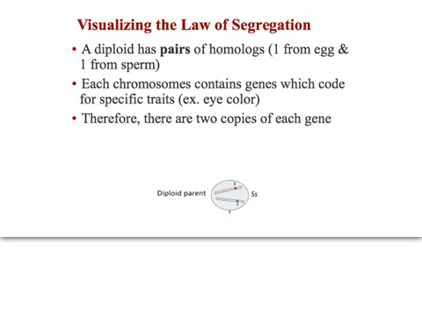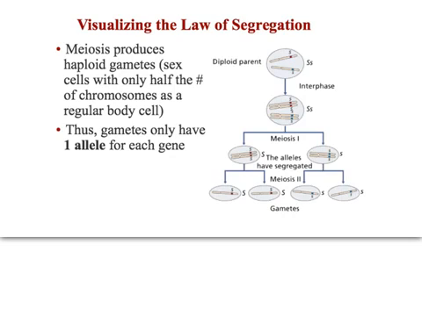So to reiterate this point a little bit, diploid organisms have pairs of homologs, right? And those homologous pairs have the same genes, but because they have two chromosomes, there are two copies of each gene. So when we're making egg or making sperm, those chromosomes separate, and each new gametic cell only gets one copy. Okay, so let's look at this process.